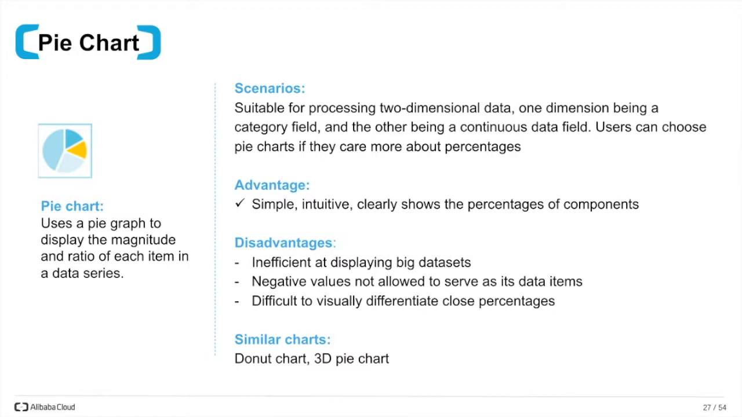Definitely, you cannot use it to show very big data sets, because you will get too many components and each of them cannot be seen clearly. And negative values cannot be shown. And if some of the components have very similar percentages, it's a little harder for us to tell the difference by eye.